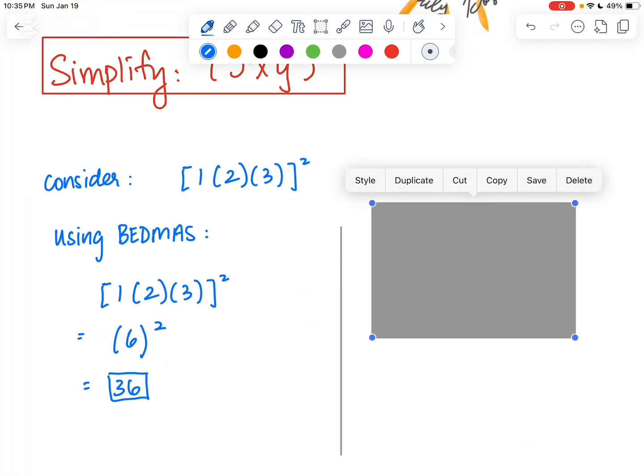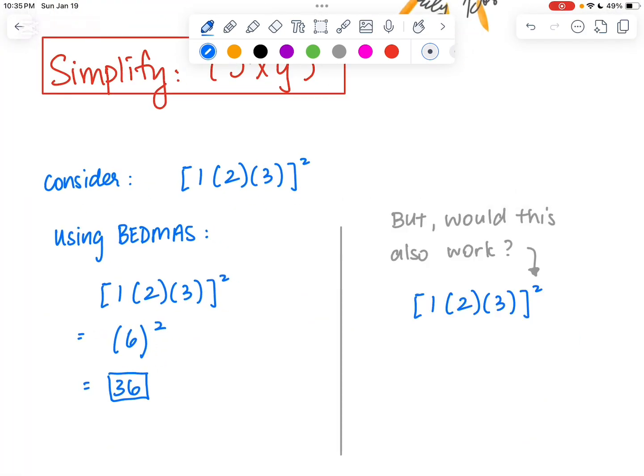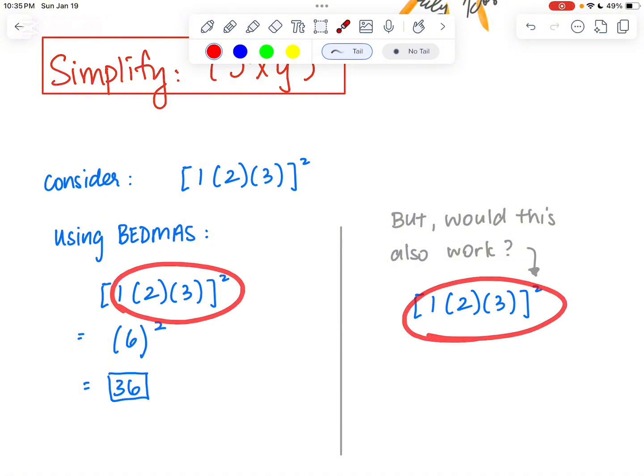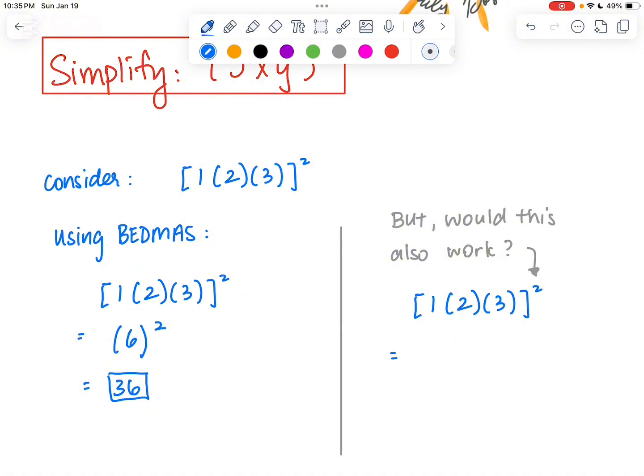What if I wanted to do it a different way though? So would this method work? I've got the exact same question here, but instead of following BEDMAS, what I'm going to do, and this is what the exponent law actually tells us, it says we can take each of our factors, so 1, 2, and 3, and we can square each one. So we can give a copy of this square to each of those factors. So the 1 gets a squared, the 2 gets a square, and the 3 also gets a copy of that exponent.